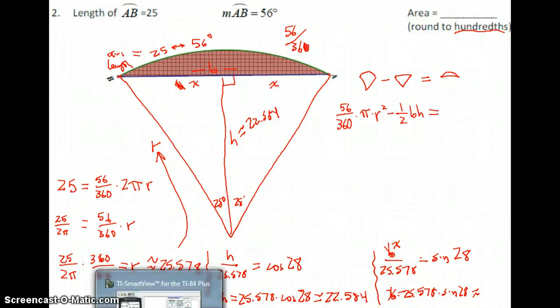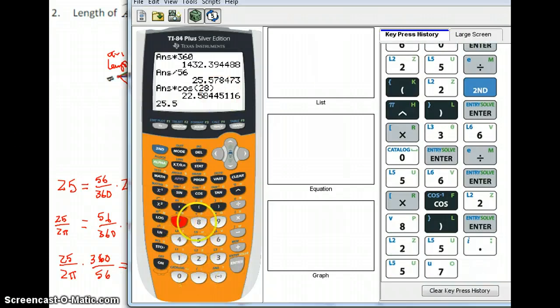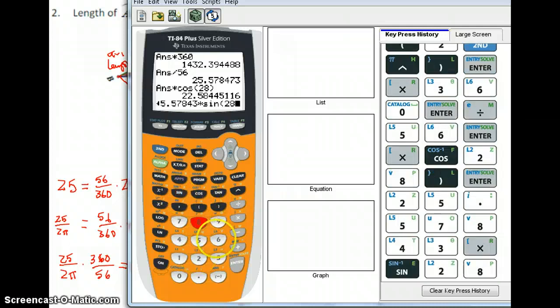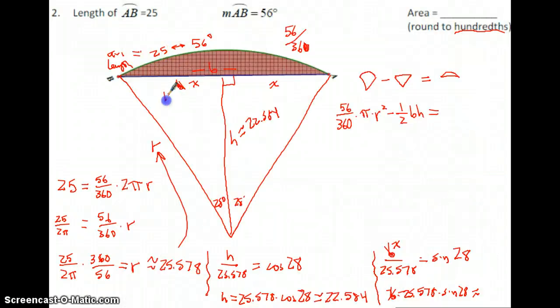Let's go back to here. X is 25 point, as long as I can see all that, I'll go ahead and do it, times the sine of 28. And that gives me just about 12.01, on both sides. 12.01.